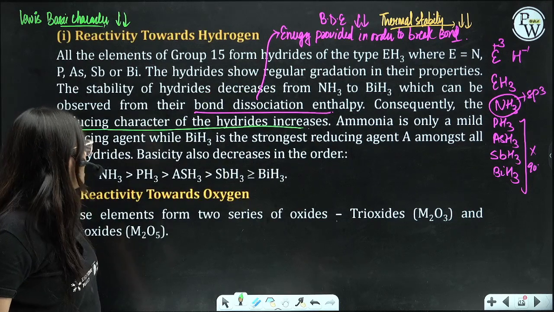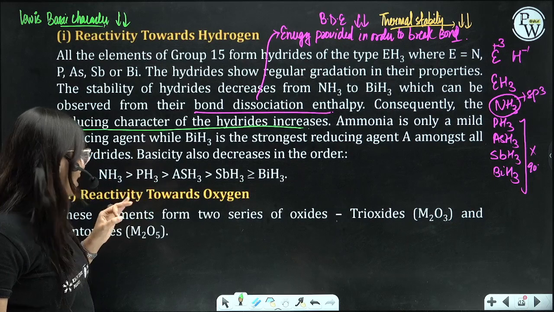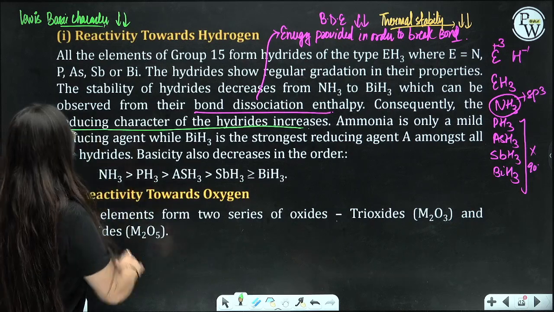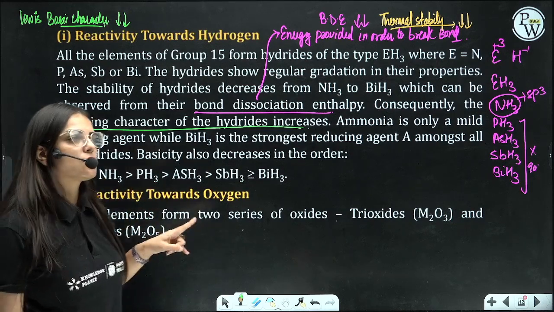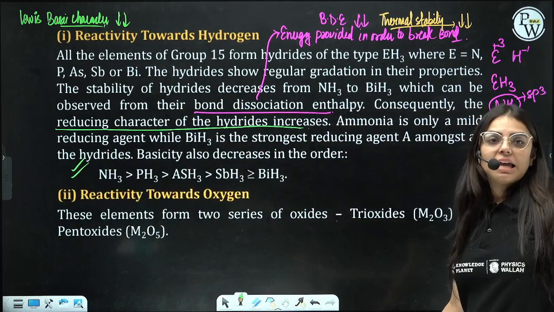Next, ammonia is a mild reducing agent while BiH3 is the strongest reducing agent among all hydrides. Basicity also decreases in the order. I told you that Lewis basic character decreases. Let's talk about the reactivity towards oxygen.